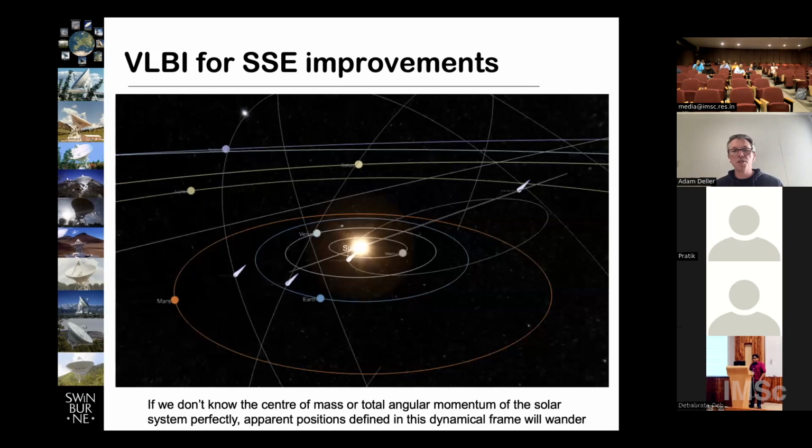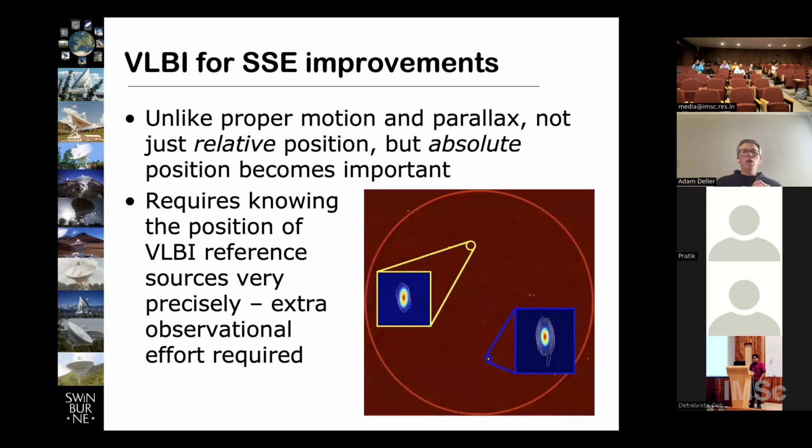But if we don't know the solar system ephemeris properly, then this view that we have here can tilt around a little bit or move a little bit, and that's going to mean that positions that we measure for pulsars with timing will not agree with positions that we measure with the VLBI. So that sounds simple.